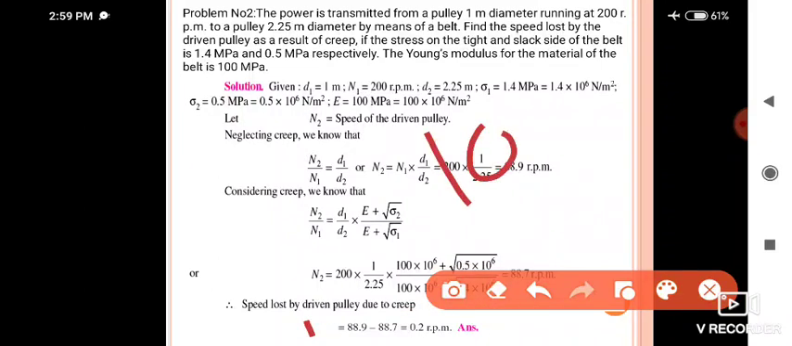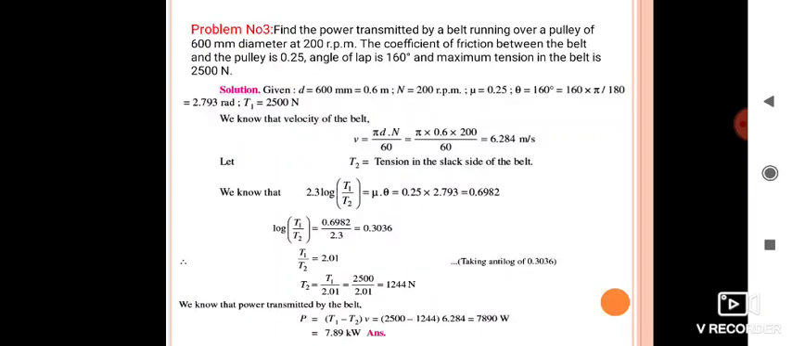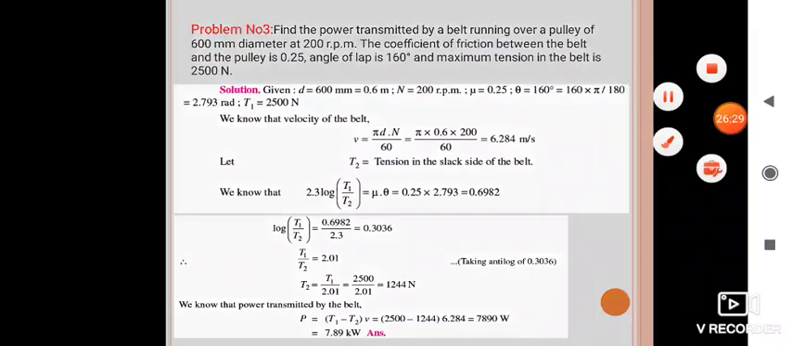So this type of question is asked for 10 marks. Next, moving on to the next problem.